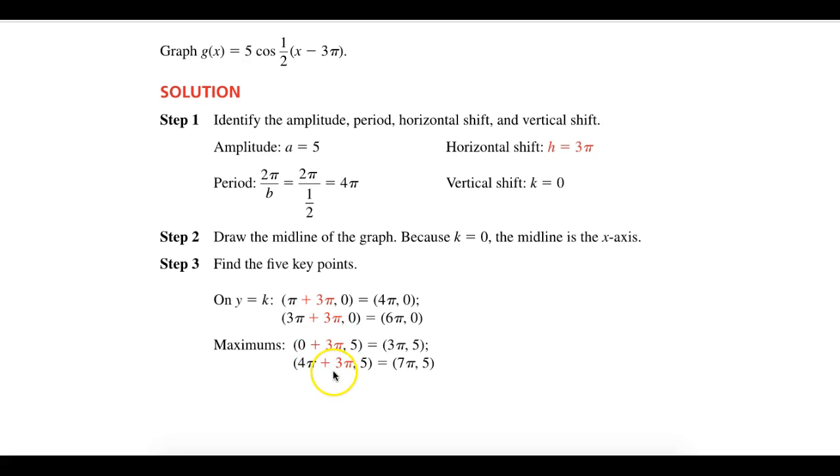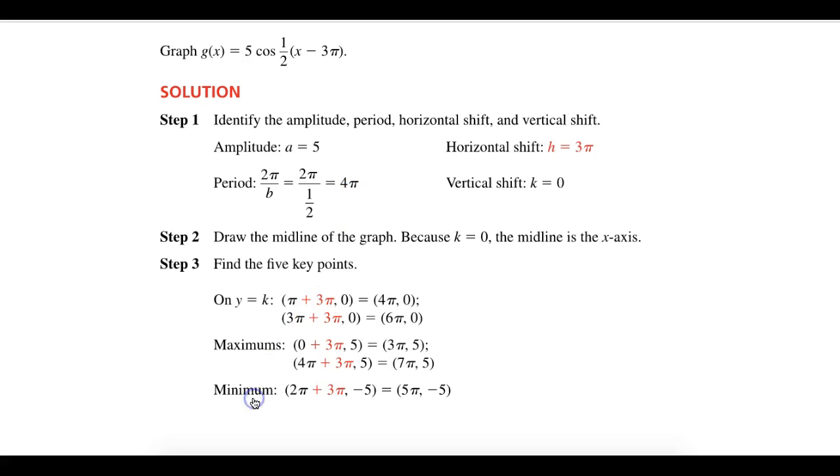Now the last point that we need to graph is our minimum. Now remember, our minimum is at halfway through our period. So if we take 4 pi times 1/2, we're going to get 2 pi. So we get a minimum of 2 pi. But again, we're shifting that to the right 3 pi units, and our minimum is going to be at -5 because that's how far down our graph goes. So our minimum point is going to be at 5 pi and -5.